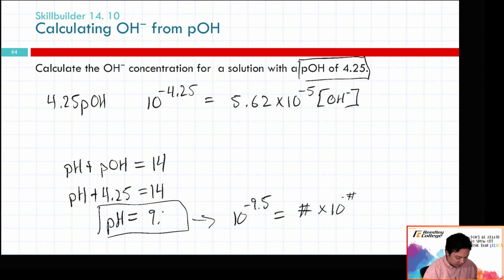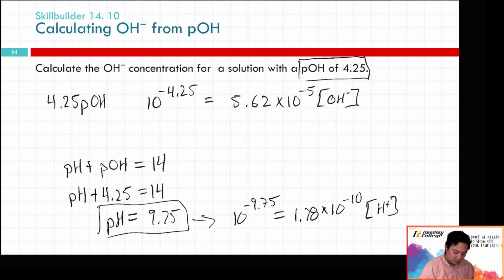pH equals 9.75. I might as well just do it. 10 raised to the negative 9.75 would be 1.78 times 10 to the negative 10, and that would be our concentration of H+. So if you have one, you can get the other really pretty easily.